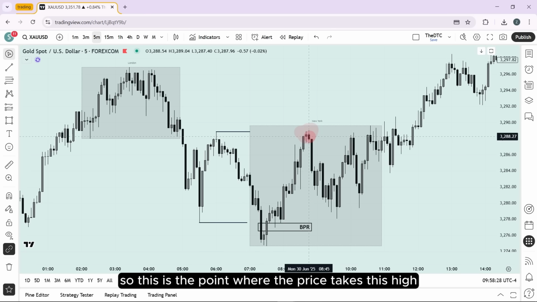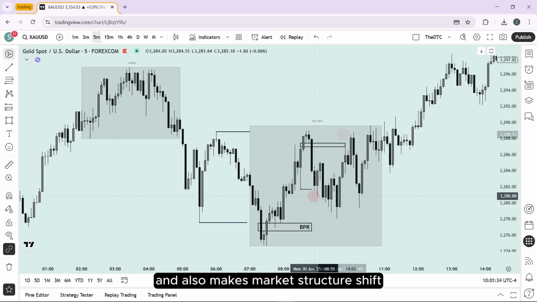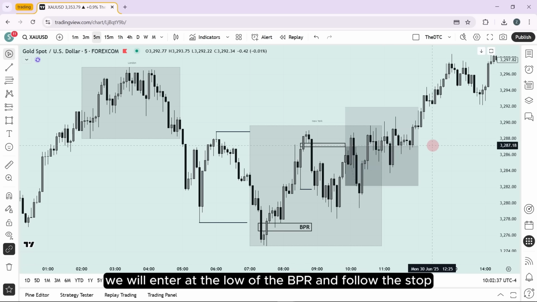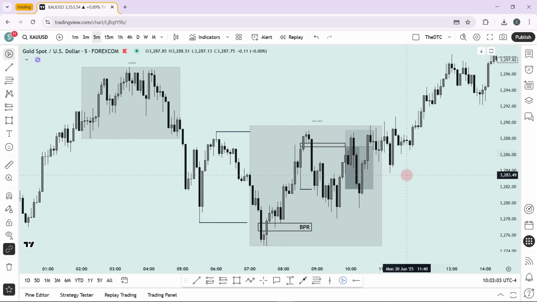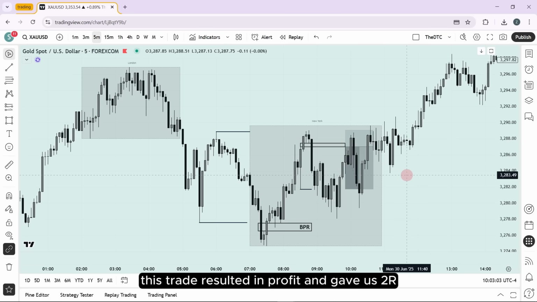So this is the point where the price takes this high and then it changes direction and forms a BPR and also makes market structure shift. We will enter at the low of the BPR and follow the stop loss and take profit rules. This trade resulted in profit and gave us 2R.